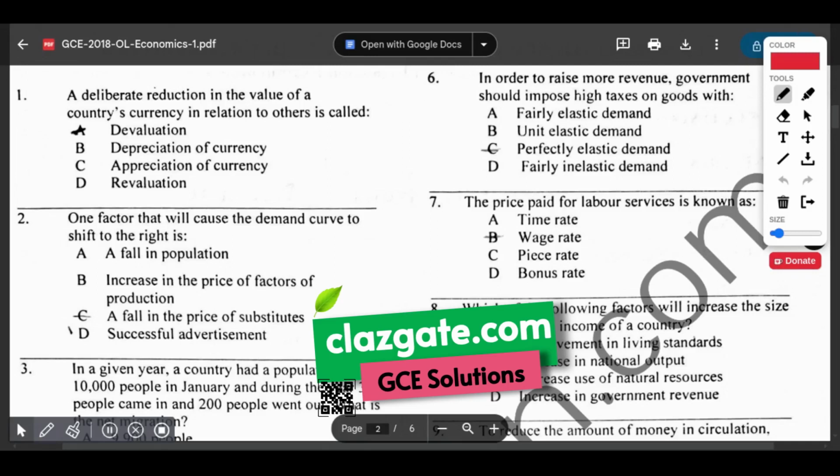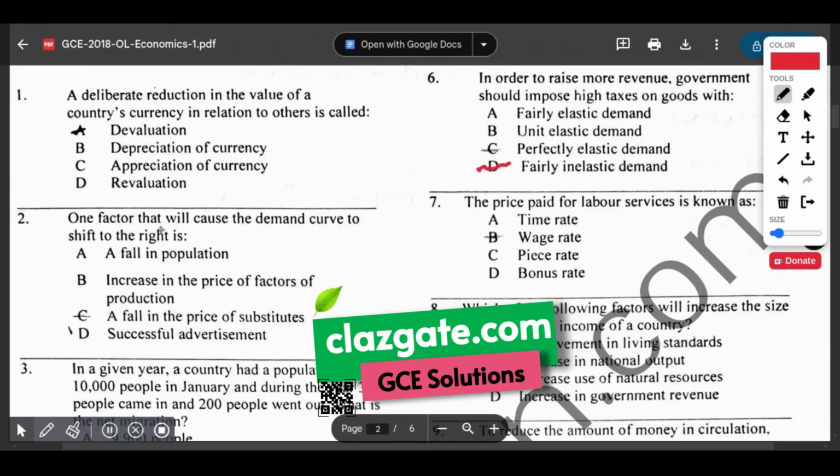The correct answer is D. When demand is inelastic, a price increase leads to a relatively smaller decrease in quantity demanded. This means that even with higher taxes, consumers are less likely to significantly reduce their consumption, leading to higher tax revenue for the government. So the answer to question 6 is D, fairly inelastic demand.